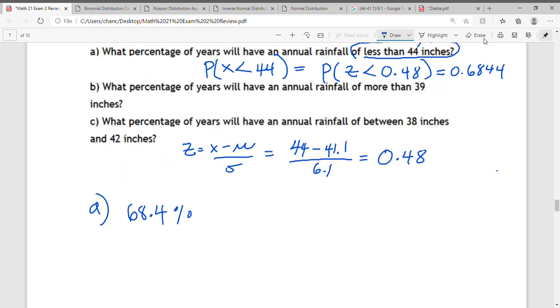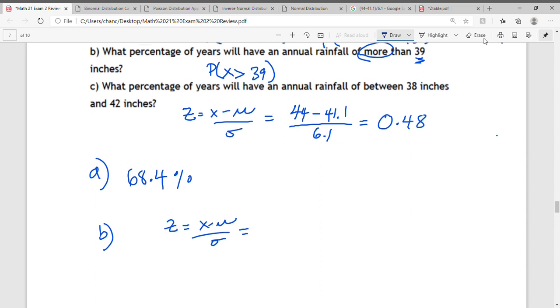Part B, what percentage of rainfalls will have an annual rainfall of more than 39 inches? Again, we'll use the formula for part B. We have Z equals X minus mu divided by sigma again, except this time I want to find the probability of X being greater than 39. This is going to be a greater symbol because of the word more.